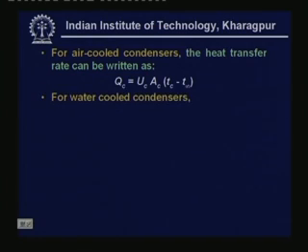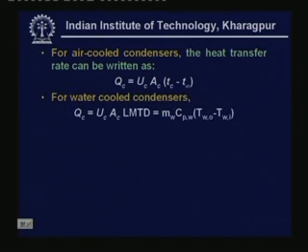Whereas for water cooled condensers, one can use the equation like this: Qc is equal to Uc Ac into LMTD, where LMTD is the log mean temperature difference. This in turn is equal to m_w Cp_w into (Two minus Twi), where m_w is the mass flow rate of the cooling water, Cp_w is the specific heat of the cooling water, and Two and Twi are the exit and inlet temperatures of the cooling water.